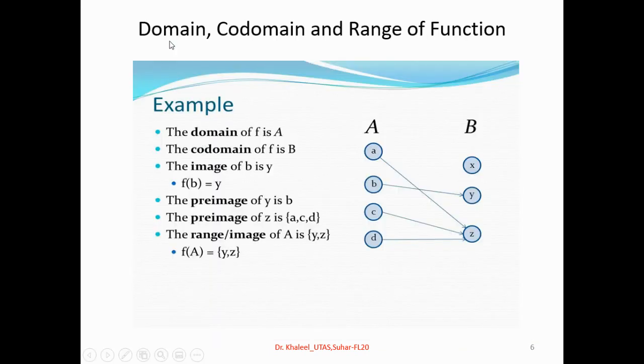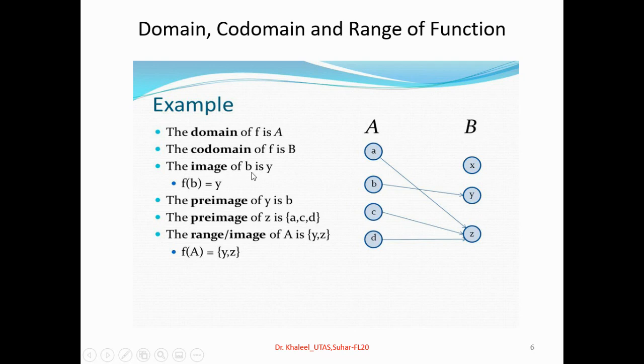Let us understand the domain, codomain, and range of a function. We have a set A with 4 elements A, B, C, D, and set B with 3 elements X, Y, Z. Then what is the domain? The domain of F is the first set, that is, the whole first set is the domain. The codomain of F is B, that is, the entire set B is the codomain. The first set is domain, the second set is codomain.